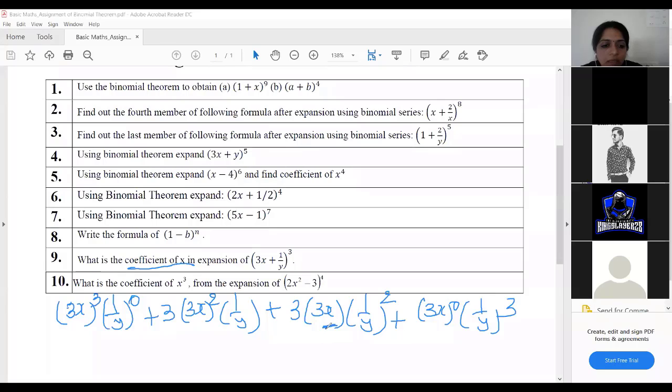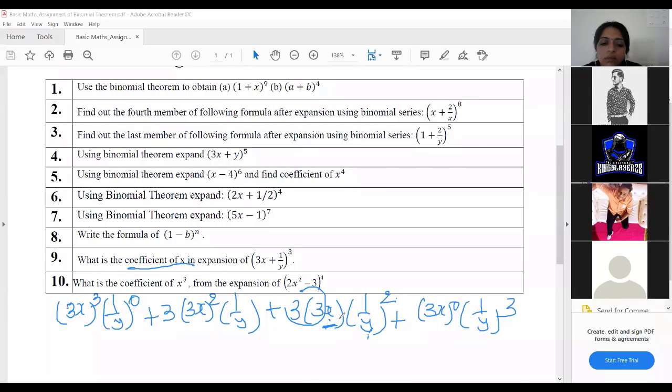We want to find the coefficient of x, and the coefficient of x is 9 upon y square. Yes, the coefficient of x is 9 by y square, right? This is 9 times 1 upon y square. So the coefficient of x is 9 by y square, right?